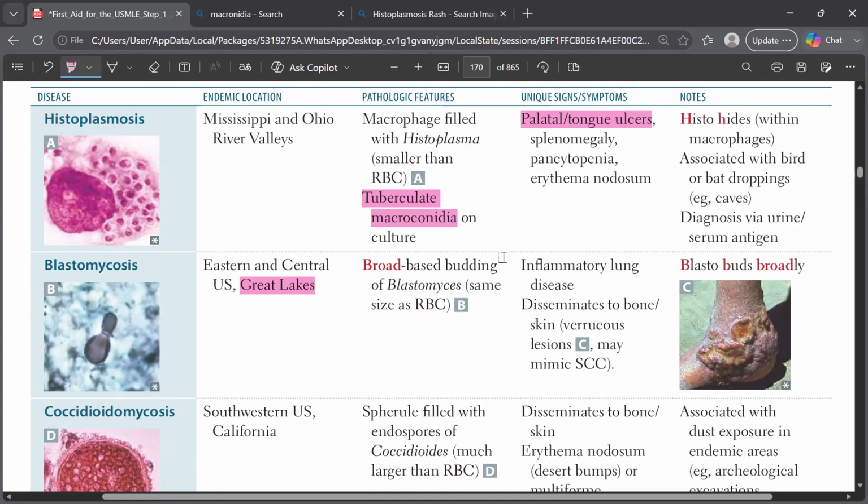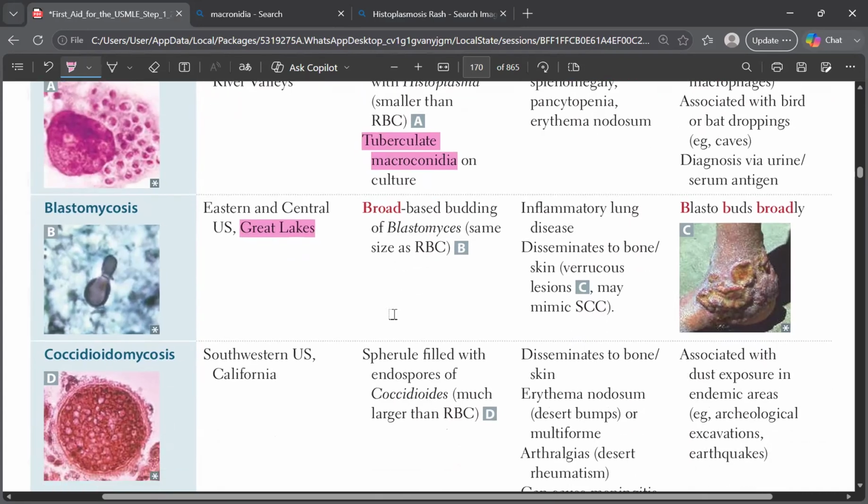Unique symptoms are inflammatory lung disease, disseminates to bone or skin, verrucous lesion, may mimic SCC, which is squamous cell carcinoma. So this is how it presents when it is disseminated to bone and skin. This is known as a verrucous lesion. Blasto buds broadly is a note they have made for the pathologic feature of blastomycosis.